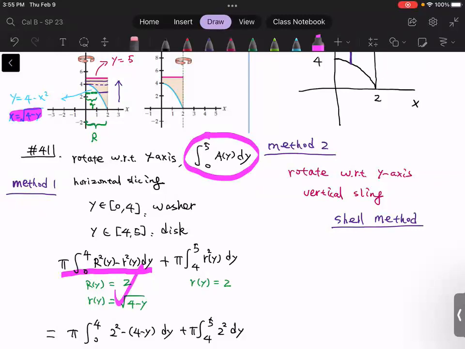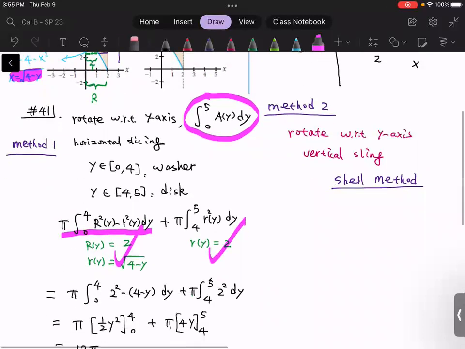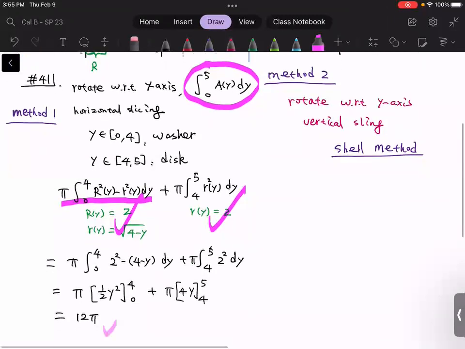Now let's move to the second part. For y between 4 and 5, when we rotate about the y-axis, we get a disk. Then the radius, obviously, is 2 as shown in the pictures. So we determine r equals 2. Now plug in those numbers, with a little bit of simplification. Finally, we compute the final answer, which is 12 times pi.